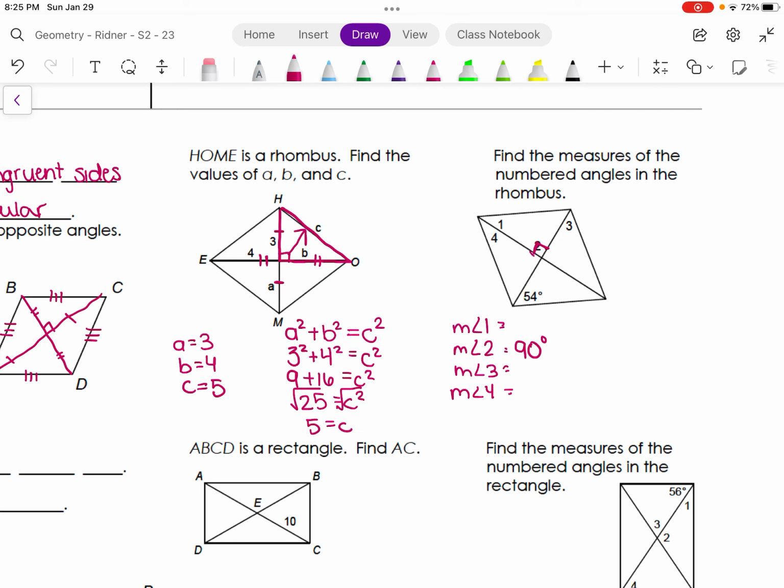All right, let's see. Next, I know that if this is 54, I know this is 54. I also know that this is 54 and that this is 54. So that allows me to find the measure of angle 3.